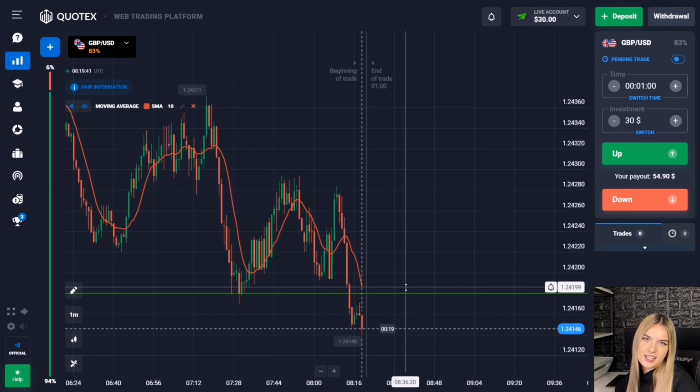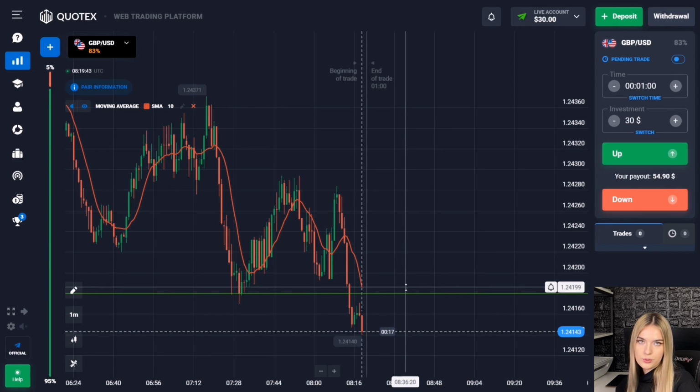Let's start our trading session. So today we are going to trade using a moving average indicator, and this indicator shows us a moving average, SMA with the period of 10. With this indicator we'll be able to see the price reversal and the further price movement.